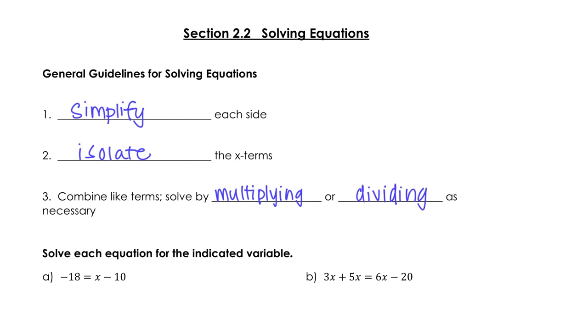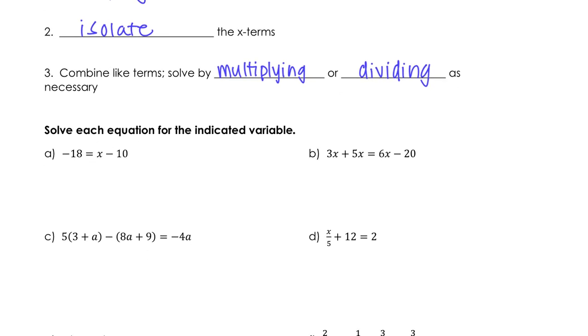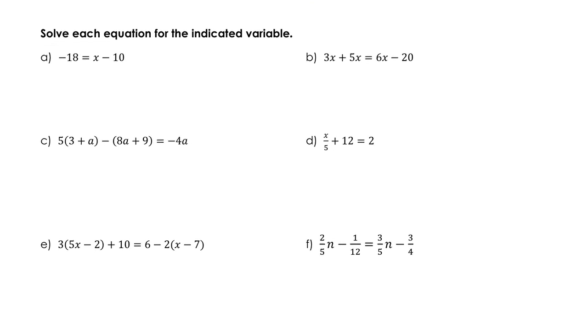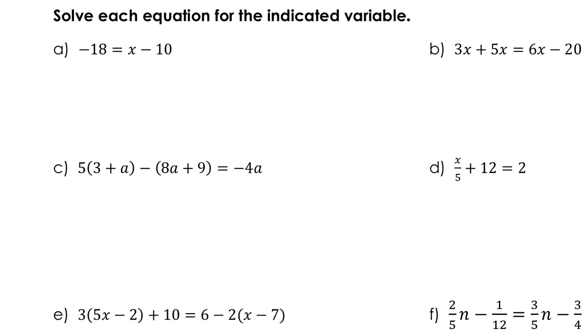if necessary. So simplify each side by combining like terms, isolate the x terms, get all the x's on one side, get all the numbers on the other side, combine like terms by either multiplying or dividing. Usually you'll be dividing, but not always. So we're just going to do a few of these together. They start off pretty easy and then they get a little bit more complicated. So that's kind of just how equations are.